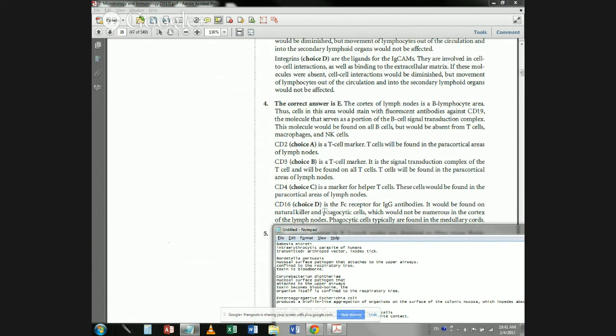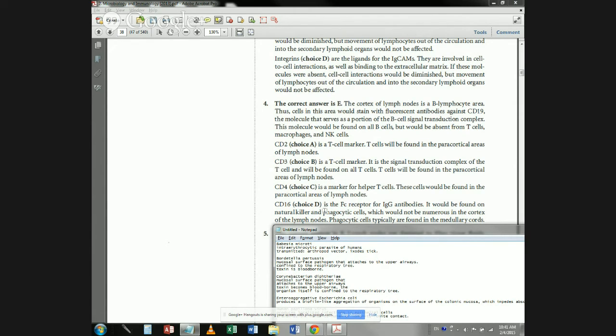We'll get to it. It's a T cell marker. T cells will be found in the pericortical areas of the lymph nodes. CD3 is a T cell marker. It is a signal transduction complex of the T cell and will be found in all T cells. T cells will be found in the pericortical areas of the lymph nodes. CD4 is a marker for the helper T cells. These cells will be found in the pericortical areas of the lymph nodes.